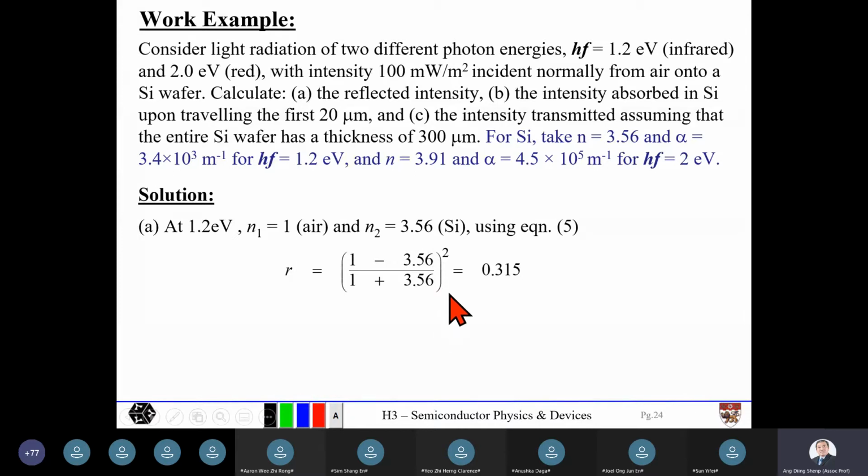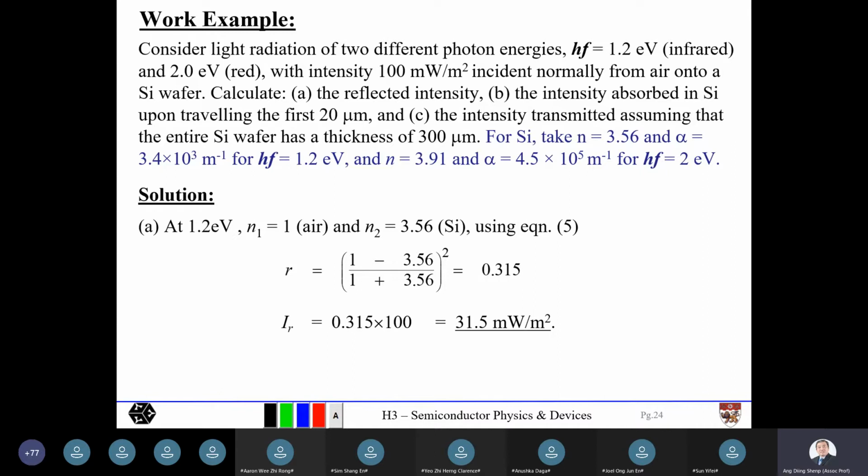And this can be an important consideration for photodetector application, because in a photodetector device, we rely on the semiconductor absorbing the light energy and converting the light energy into electrical energy. So if reflection limits the amount of light transmitted into the semiconductor, that will impact the amount of electrical energy we can obtain from the light energy.